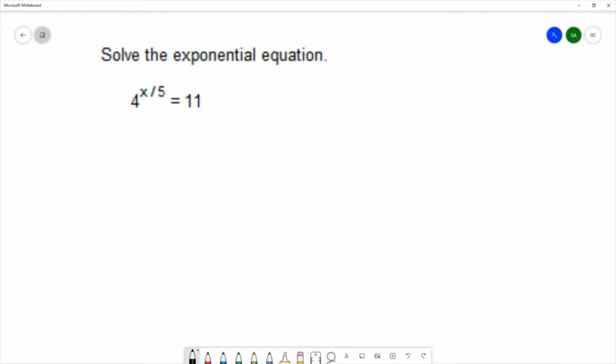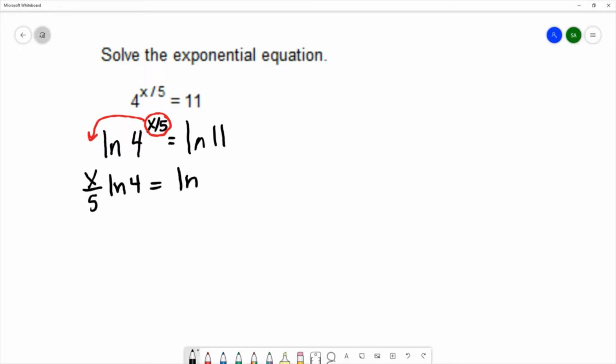And one of the other methods is to take the log of both sides. I can take the log on the left, and I can take the log on the right. Introducing the log is allowed because of the one-to-one property of logarithms. And the other really good thing that it does is it allows you to use your log properties, especially the power rule here. And the power rule allows you to take that variable out of the exponent. It becomes x over 5 natural log of 4 equals natural log of 11.